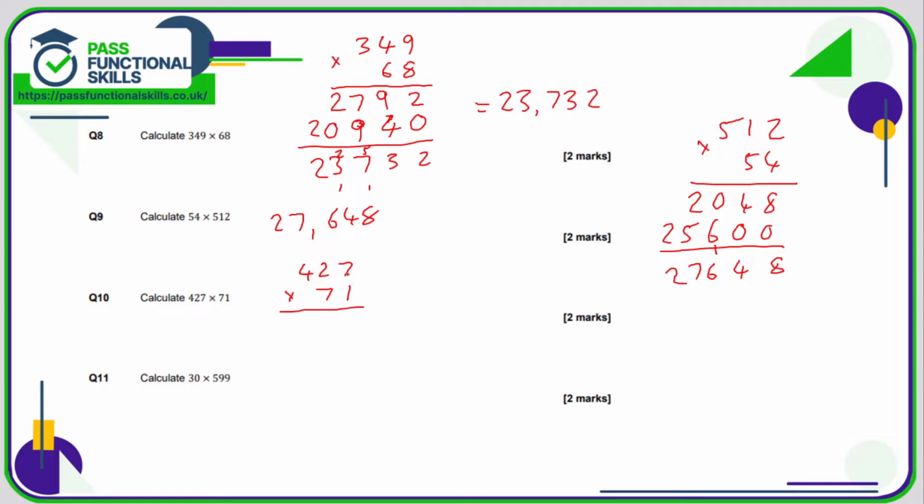Question number 10, 427 multiplied by 71. Again, the 3-digit number on top, the 2-digit number underneath. Starting with the 1, well, this is easy. 1 7 is 7, 1 2 is 2, 1 4 is 4. So we're just copying that number basically.